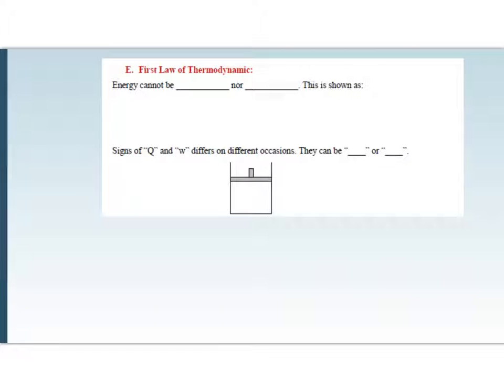Now, what does the first law say? Energy cannot be created nor destroyed. So if you are talking about delta U here, delta U is equal to the amount of heat given or taken plus the amount of work here. Now please, when you're solving the questions, be careful with their signs. Signs of Q and W differ on different occasions. They can be positive and negative.